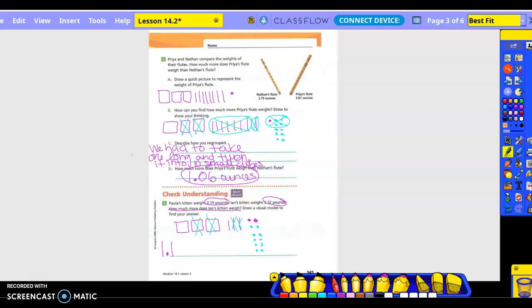Oh, we forgot to get rid of our small cubes, guys. So I should have circled what? 5 of them. And then how many small cubes do I have left? 7. So 1 and 1,700 pounds.